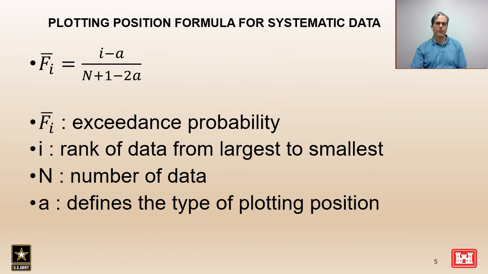Here is the general plotting position formula that can be used for systematic data. The F term on the left-hand side of the equation is the plotting position, which is also the exceedance probability or the annual exceedance probability. The I term is our ranking of the data from the largest observed event to the smallest observed event. N is the total number of data, or the total number of observed events. And A is a parameter that we use to define the type of plotting position we would like to calculate.